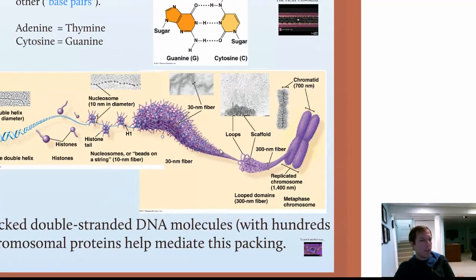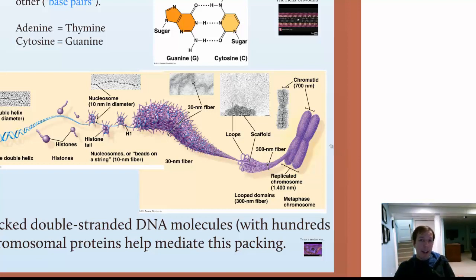So again, this is the chromosome. The structure of the chromosome is that you have DNA wrapped around histone proteins and then looped together to be able to make that structure. And that's how our body manages and keeps the DNA in the nucleus.